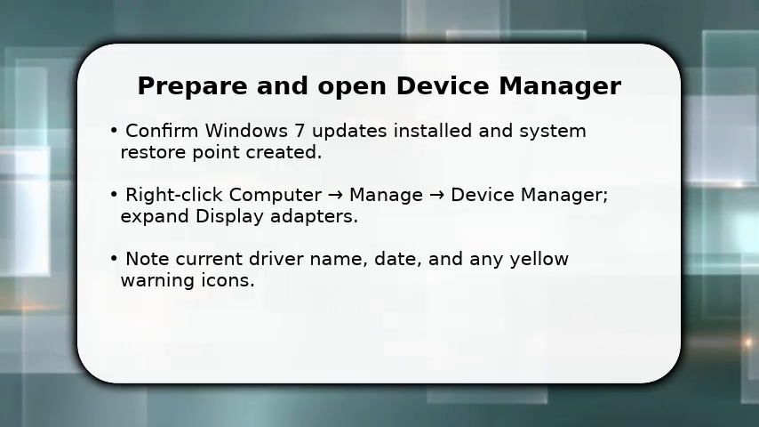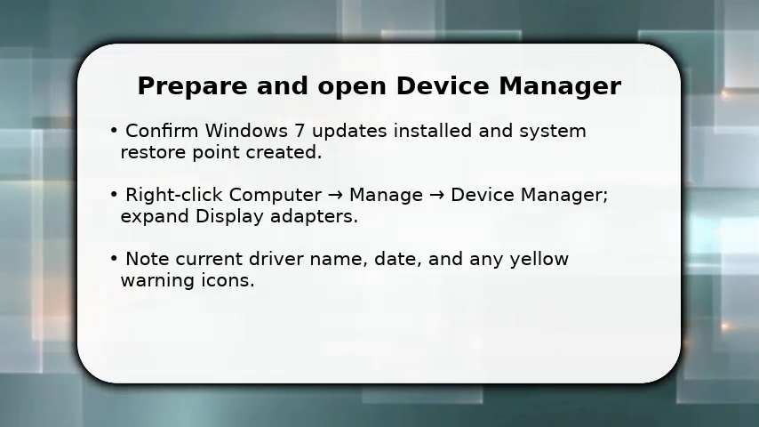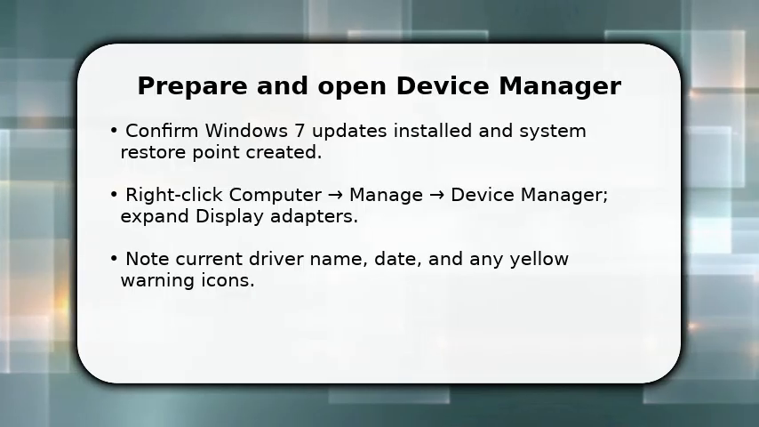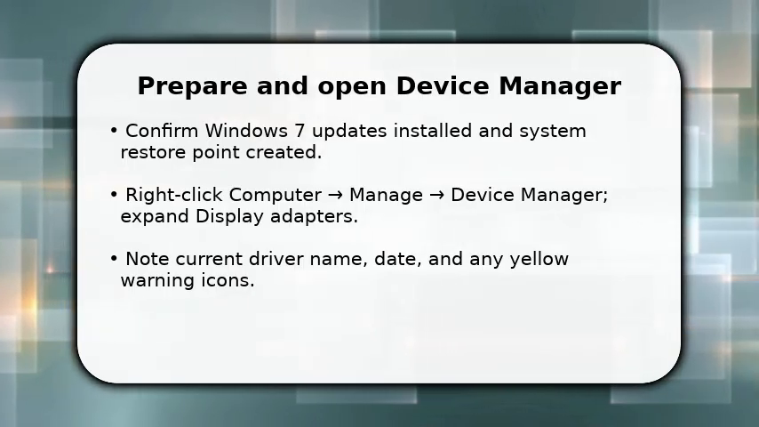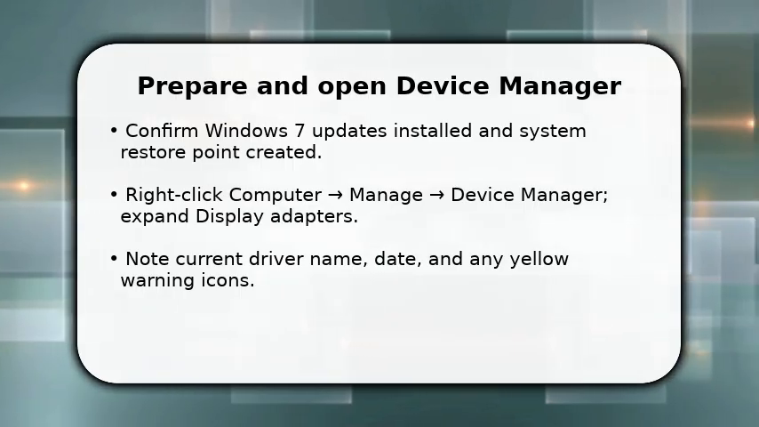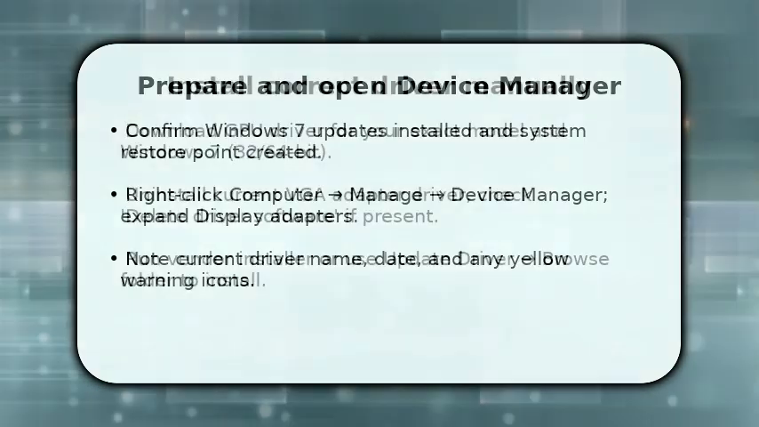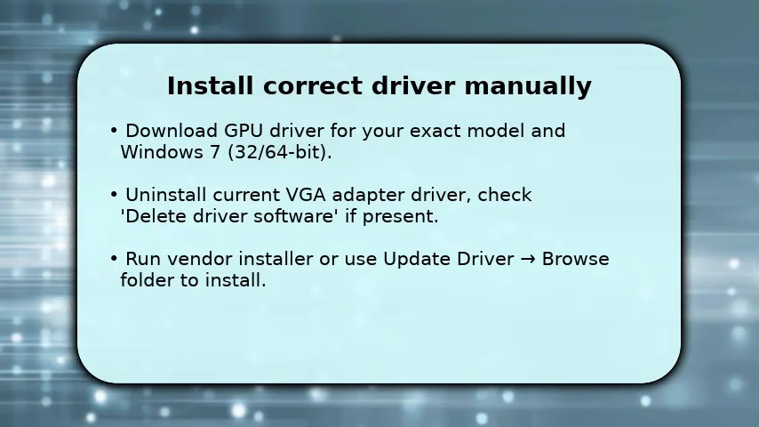You are looking for the standard VGA graphics adapter entry or a marked device with a warning icon. Make sure to note the driver name and date. This tells you whether Windows is using a generic driver versus a vendor driver. Take a quick photo or write the details. It speeds troubleshooting later. Now you move to installing the correct driver.